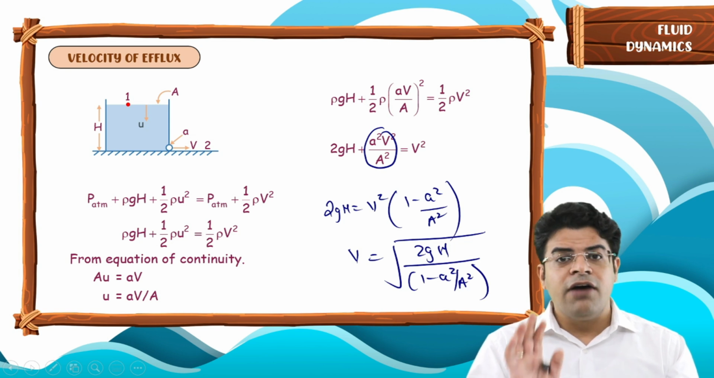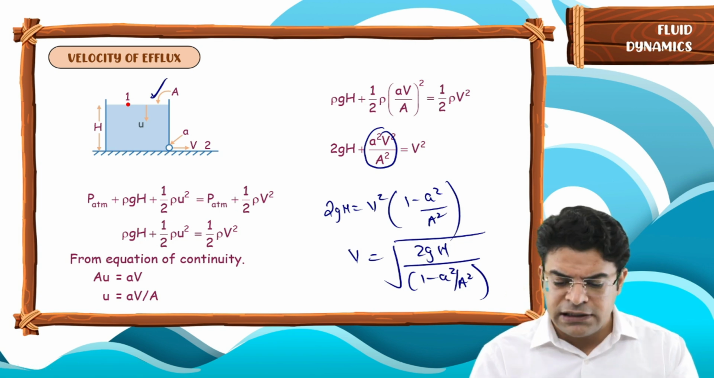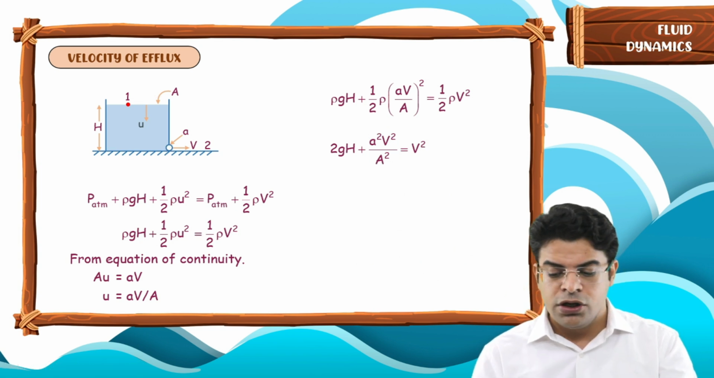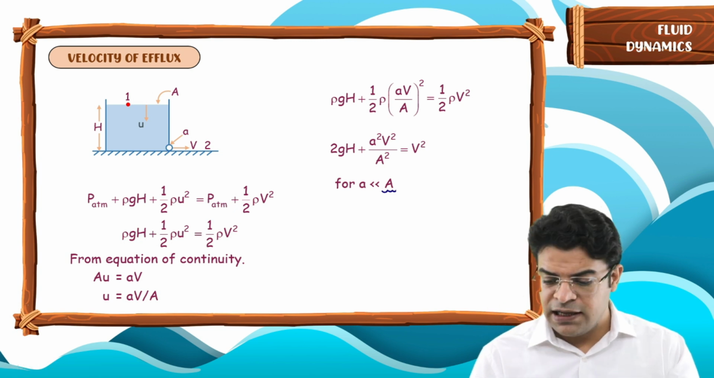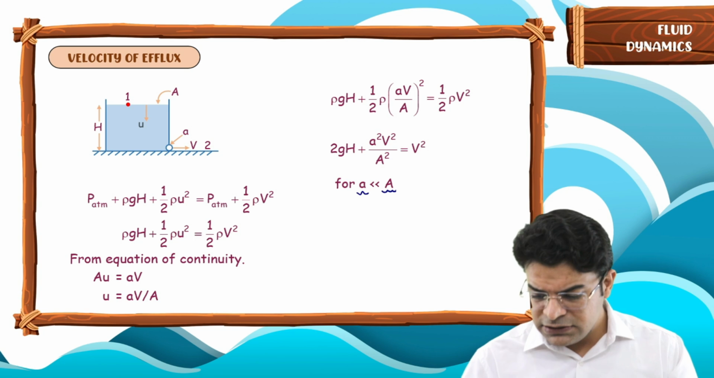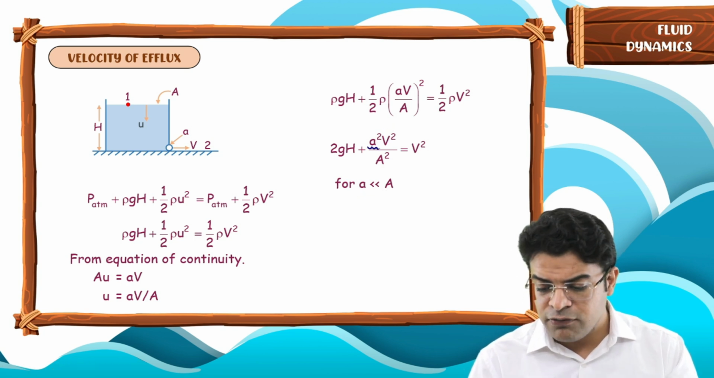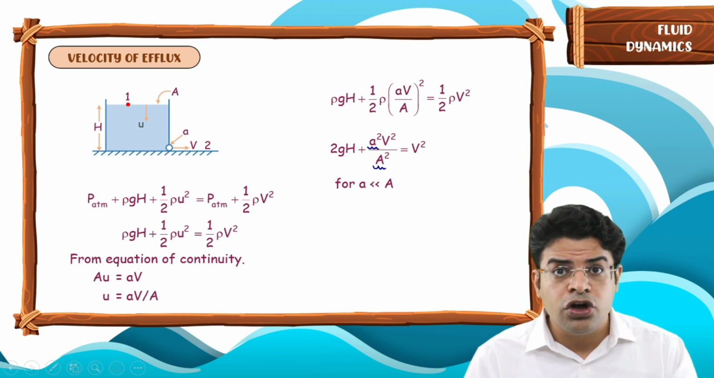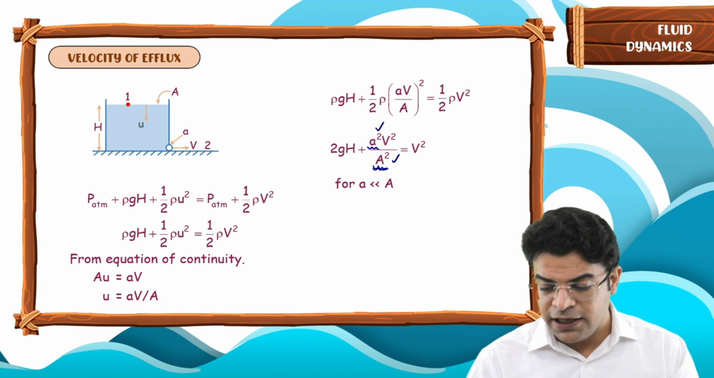But in our everyday life, the area of the tank is way greater than the area of orifice. So if the area of tank is greater than the area of orifice, this term right here tends to 0. Why? Because in numerator you have got area of orifice. In the denominator you have got area of tank. So this quantity a square by A square tends to 0.